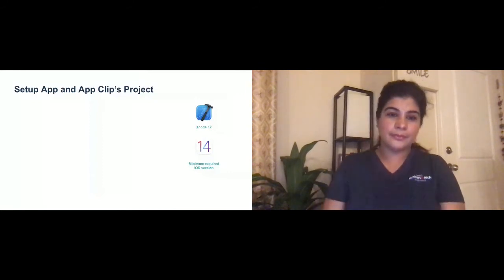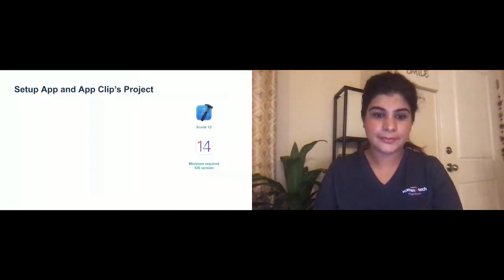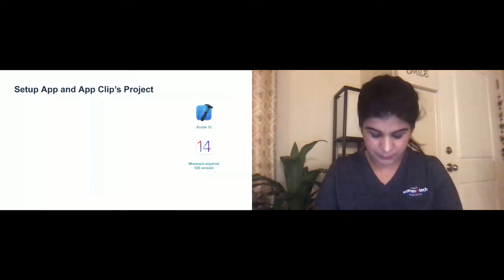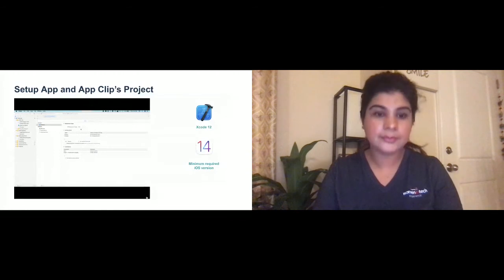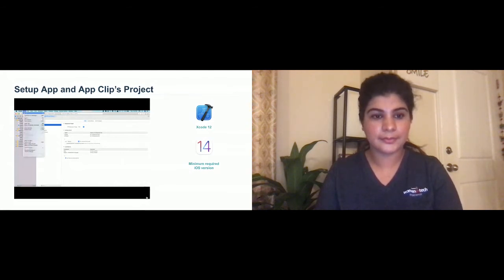You have to make sure that you are running your Xcode project on Xcode version 12, and the minimum required iOS version is set to 14. Now you have to open up your Xcode project, which I already have done in my case. And I will now be creating a new app clip target. You can create a new app clip target by clicking this plus button on the side panel of your Xcode project setting, or by just going to the file menu, click on new, and select target.